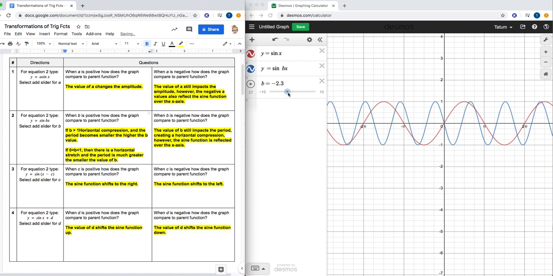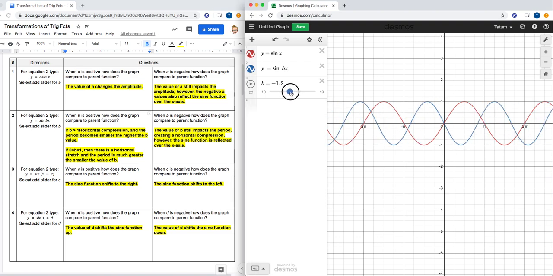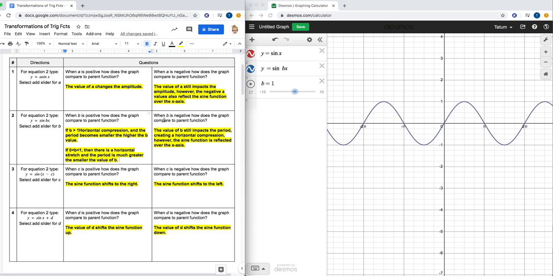Let me make sure that's right. So between 0 and 1, where are we? Here's 0. Between 0 and 1, yeah, that period starts to grow. So the smaller that b value is, like 0.7 has a greater period than 0.9, for example. All right. Then the same thing is true here. So the value of b still impacts the period, creating a horizontal compression.